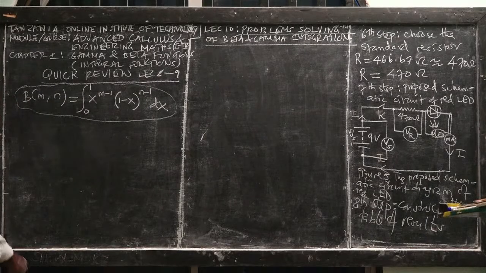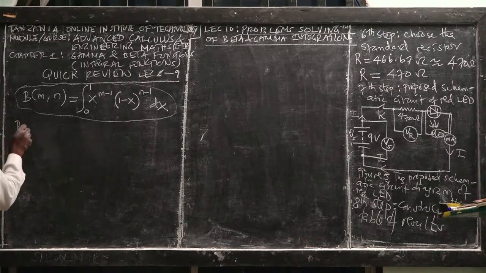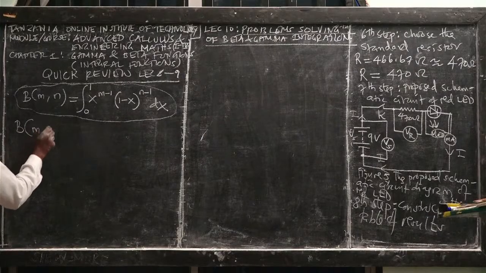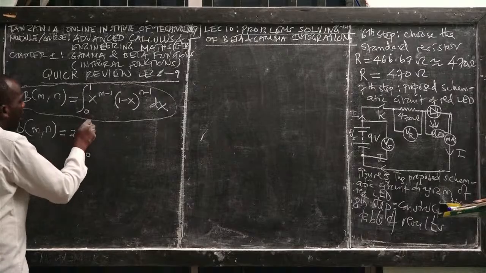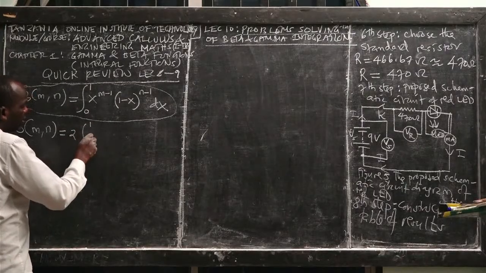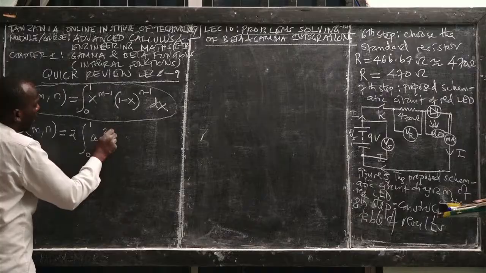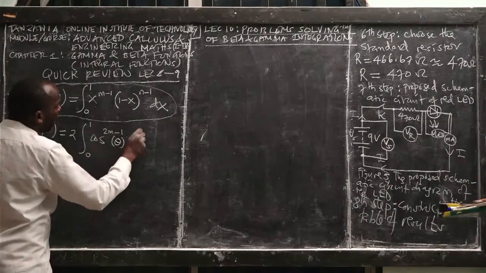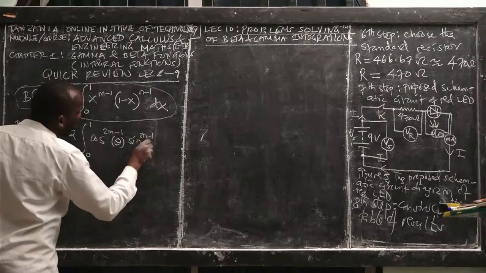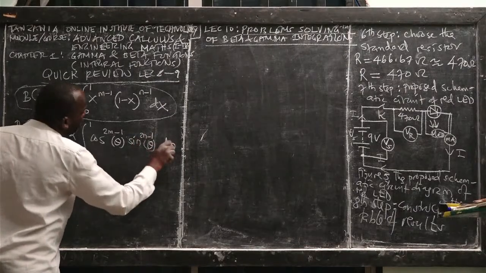The second formula is the beta function in geometrical form. Beta of m comma n is equal to twice the integral from 0 to 1 of cosine to the power 2m minus 1 theta, multiplied by sine to the power 2n minus 1 theta, d theta.